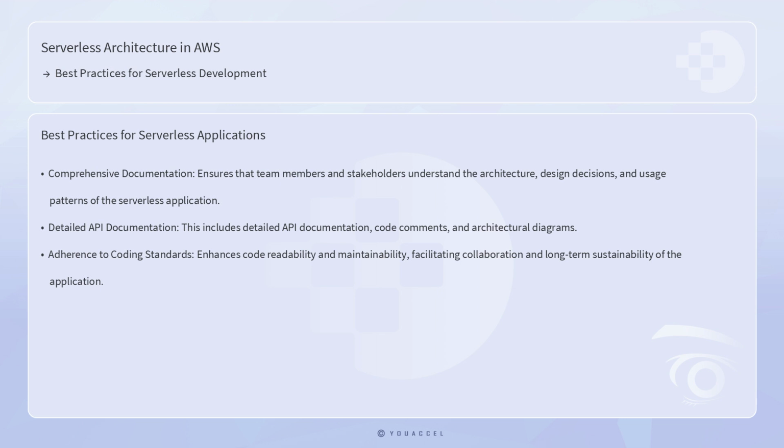Lastly, documentation and adherence to coding standards are essential best practices. Comprehensive documentation ensures that team members and stakeholders understand the architecture, design decisions, and usage patterns of the serverless application. This includes detailed API documentation, code comments, and architectural diagrams. Adhering to coding standards and best practices, such as naming conventions and code modularity, enhances code readability and maintainability, facilitating collaboration and long-term sustainability of the application.